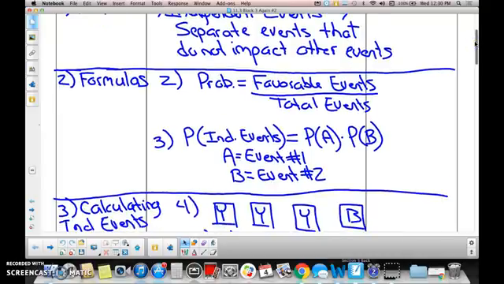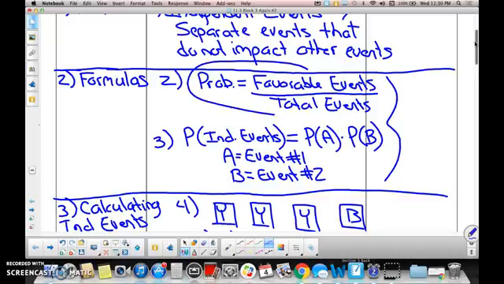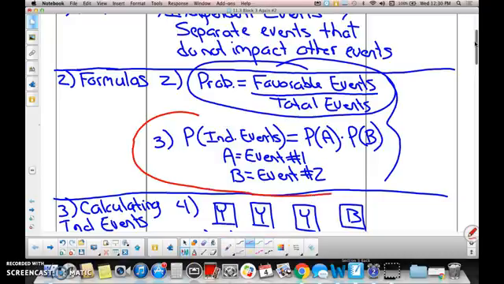If you took notes in that first set of notes, the first group that took notes with me, this is a little bit different, although you have all of this in there. We already know that probability is favorable events over total events, right? Let's review. This right here, my friends, was the brand new learning for today. To calculate independent events, you're going to multiply the first event, which is event A, event 1, times the second event, which is event B, and that will give you your probability for 2 independent events.